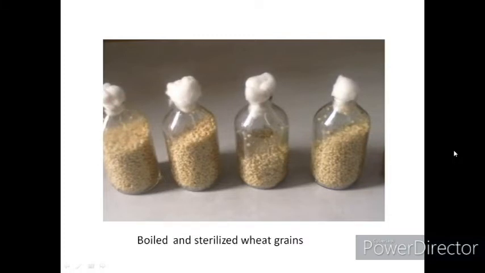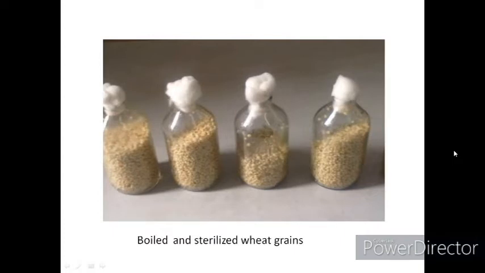To multiply this mycelia which we have obtained as a pure culture for mushroom cultivation, because we need a large amount of mycelia, we use wheat grain. So we take wheat grain, we boil, sterilize, and put in the bottle, or you can also use a plastic bag if it is heat resistant plastic.